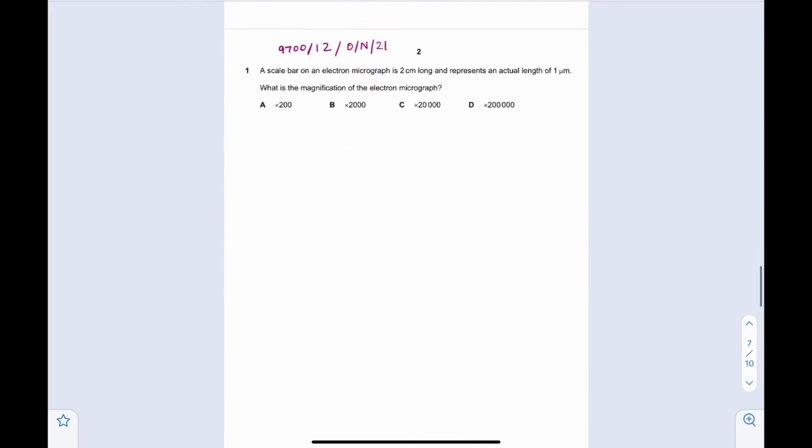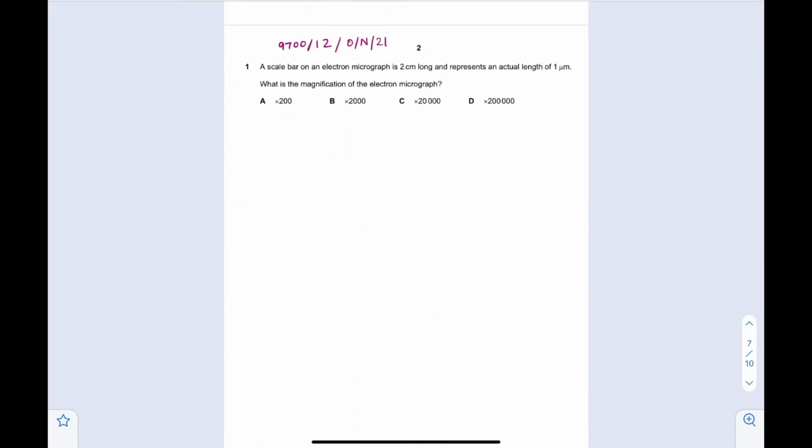Alright? So we're going to do some example questions that will help you understand how simple these questions really are. So this is a question from 9700 variant 1-2 October November 21. Let's solve it. The question says, a scale bar on an electron micrograph is 2 centimeters long and represents an actual length of 1 micrometer. What is the magnification of the electron micrograph? They're asking for magnification. Let's remember the formula, I equals A M. Rearrange the formula, I over A.